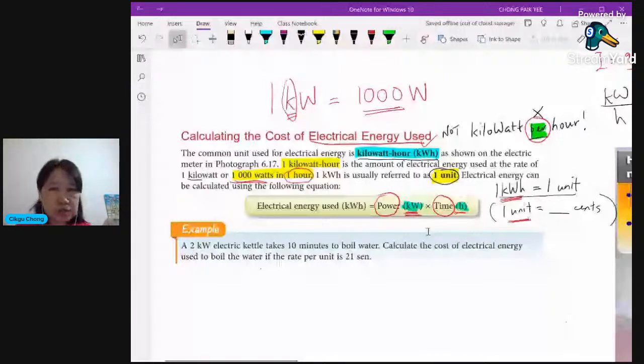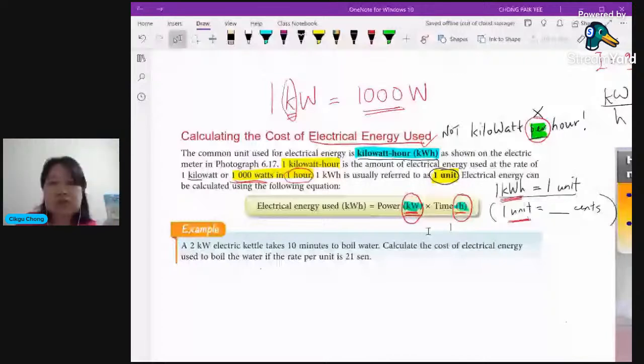And for time, it has to be hours. So if the question gives you minutes, or even seconds, though seconds is quite rare, you have to convert into hours. And then only you put into the formula, then only you calculate how much energy you have used. Okay, let's use a simple question.